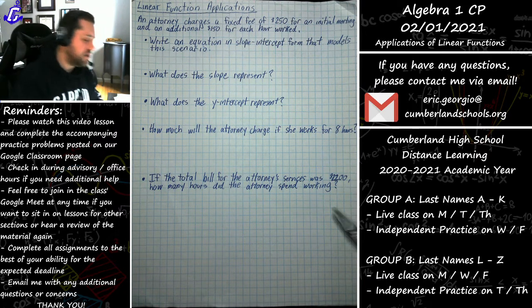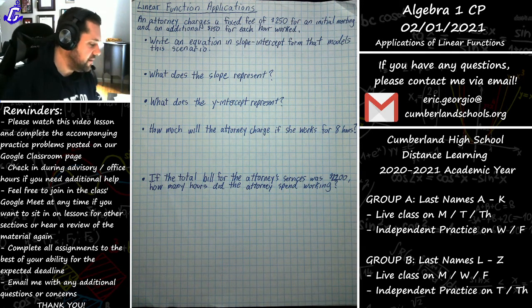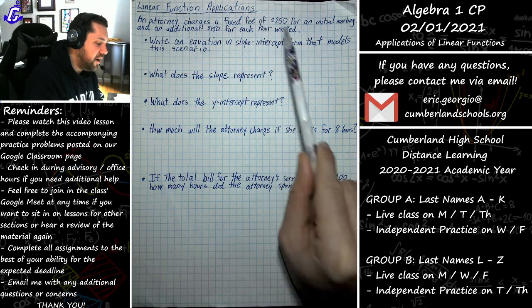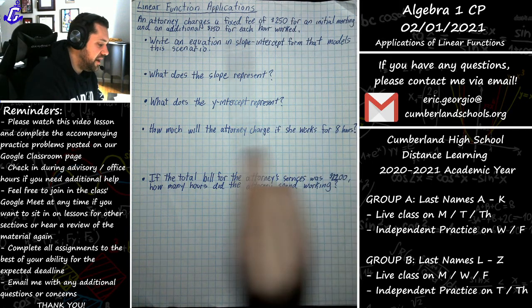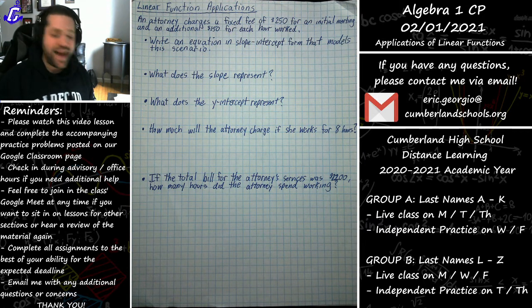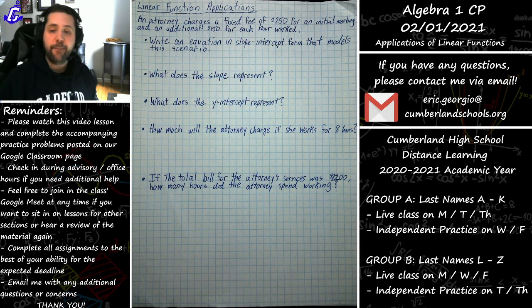This first problem should seem very familiar to you. We've done a lot of these types of problems by now. It states an attorney charges a fixed fee of $250 for an initial meeting and an additional $150 for each hour worked. What it's asking us now is to write an equation in slope-intercept form that models this scenario.